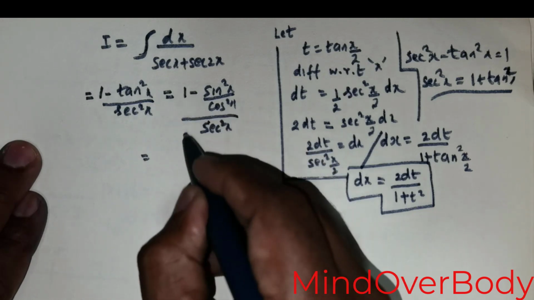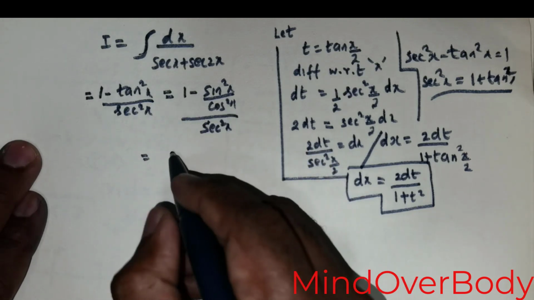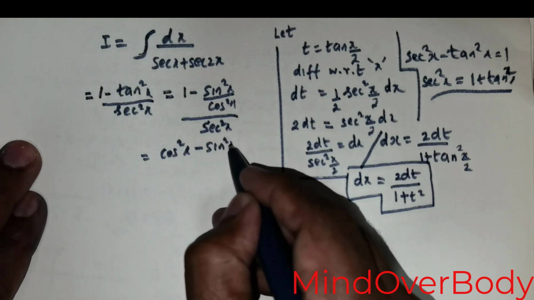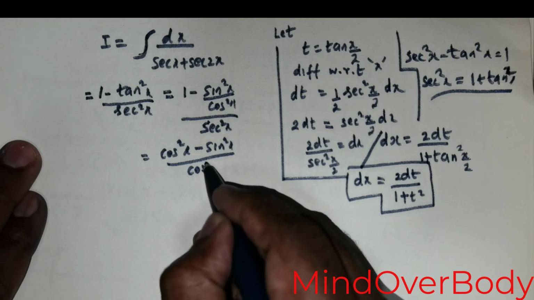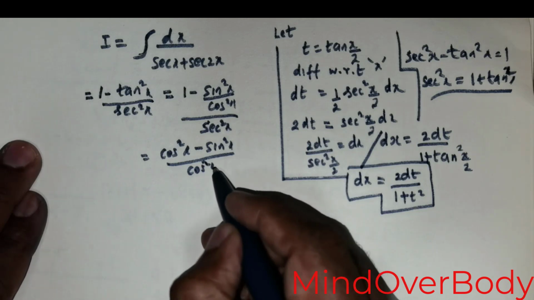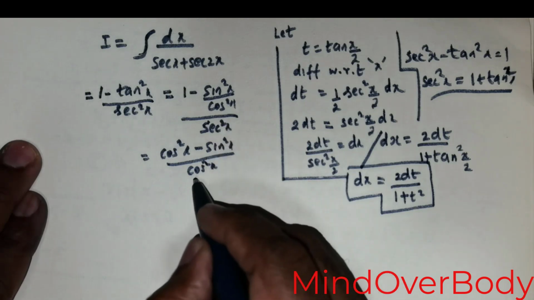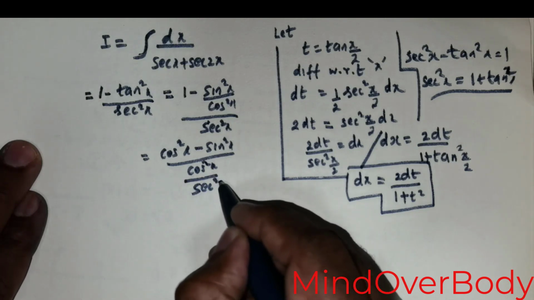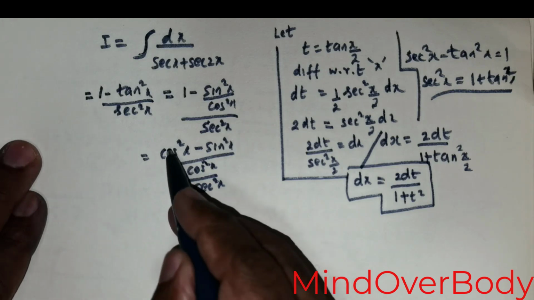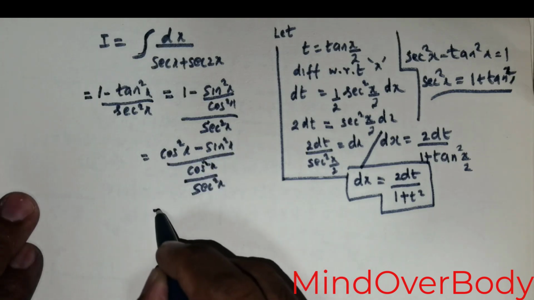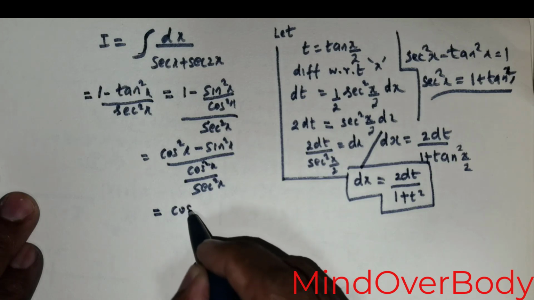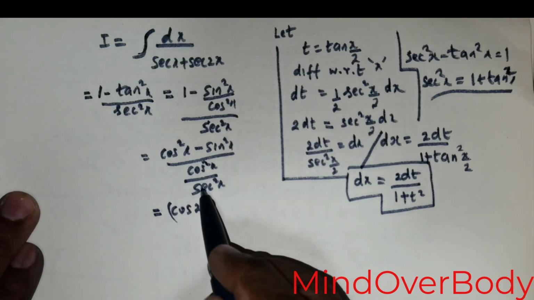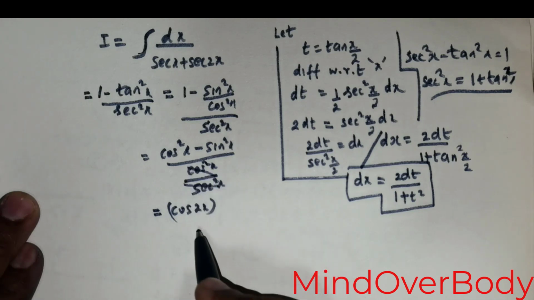So let me just have secant squared x for the time being as it is. Now this is equal to, I take the LCM as cos squared x, so that's going to give me cos squared x negative sine squared x divided by, and I've got a denominator of secant squared x, so that secant squared x has to be placed. Now cos squared x minus sine squared x, what is that? That is nothing but cos 2x. Now clearly cos squared x and secant squared x get cancelled, so I'm left with this.